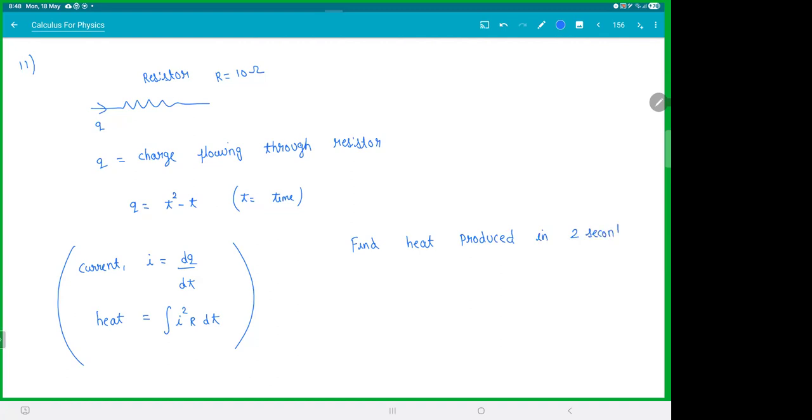Now later on in 12th, this will be taught. So then they will not give you this. They'll expect you to know these two equations. But for now, you can use them. This is another way of asking. Every time it won't be velocity, acceleration, and position. They can play with other stuff also. So charge is given, and heat is given as integral I square r dt. I is the current.